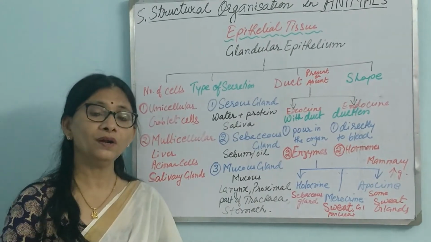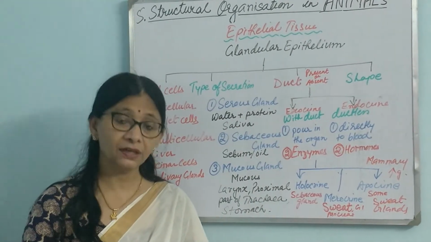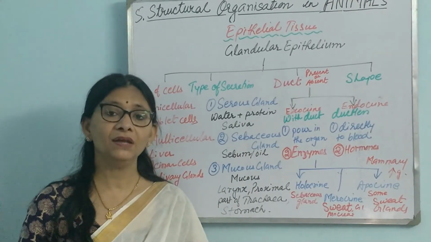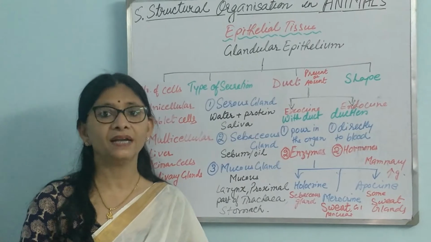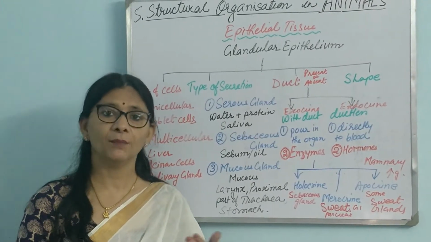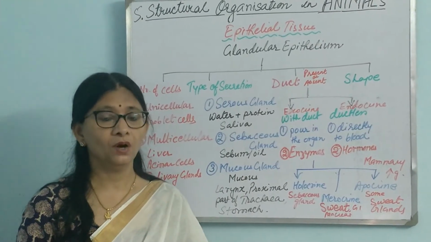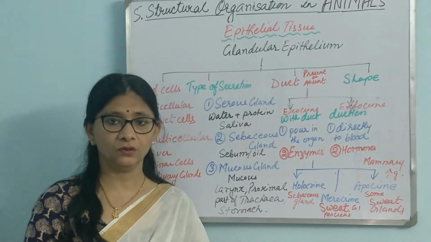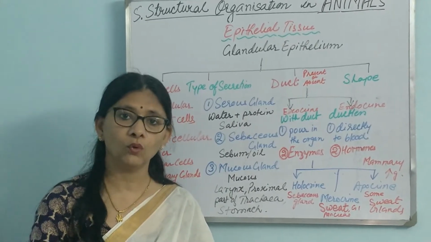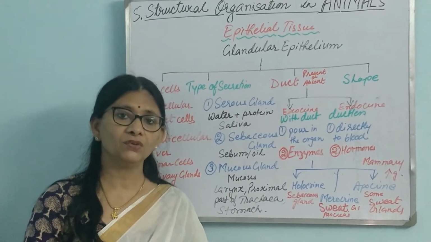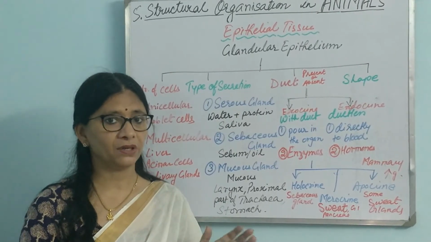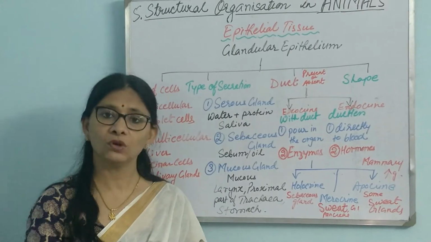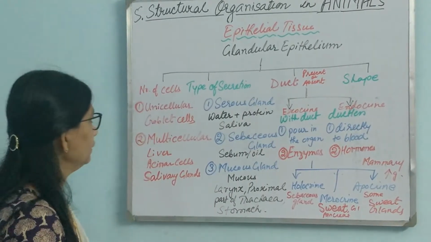Now, glandular epithelium has been divided into various categories based on a variety of different criteria, like whether they are multicellular or unicellular, what kind of material they secrete, whether they have duct or not, what is their shape. So based on these factors, there has been a classification of the glandular epithelium. So let us see them one by one.